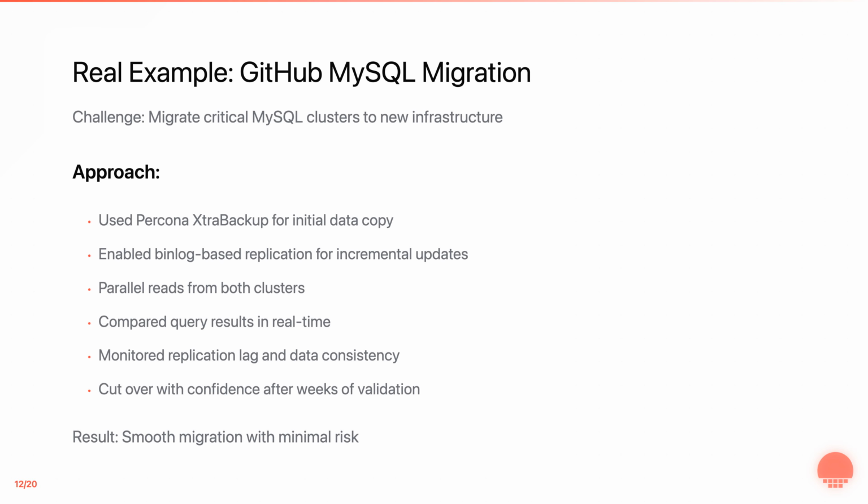GitHub's MySQL migration is another great example. They had to move critical database clusters without any room for error. So they copied the data over with Percona XtraBackup, set up binlog replication to keep things in sync, then ran parallel reads against both the old and new clusters. Every query hit both systems, results got compared, and they watched replication lag like hawks. After weeks of this validation dance, zero discrepancies, they finally cut over. That's how you migrate production databases without giving your on-call team a heart attack.